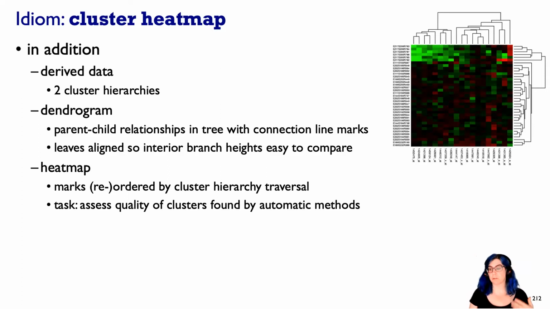And then typically, why are we looking at this with our eyes? It's to assess the quality of these clusters. So there's some automatic method to find it, and then the human is looking at it and trying to interpret whether or not this is believable, often according to some sort of explicit domain knowledge they might have.